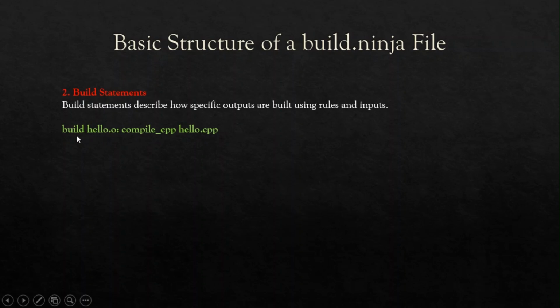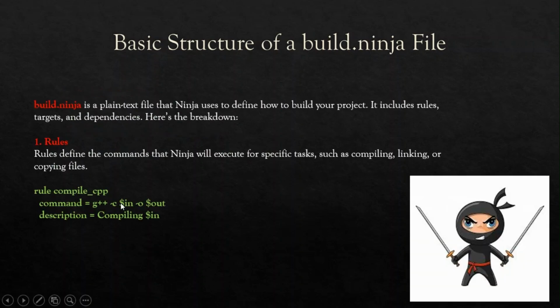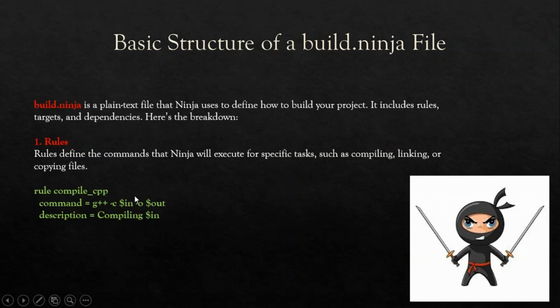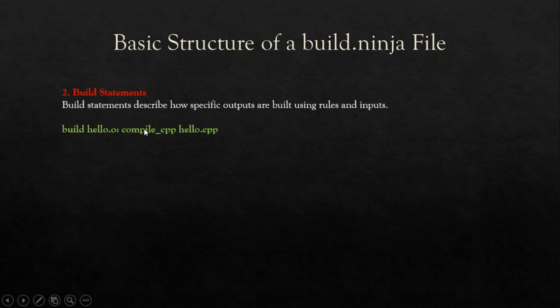It will have the build keyword, the output file, the rule name, and the input file. My input and output files are replaced inside my compile_cpp rule. Whatever $in is there, it's replaced by the input file I define in my build command, and $out is replaced by hello.o, and hello.cpp is the input file. So this is how it works.